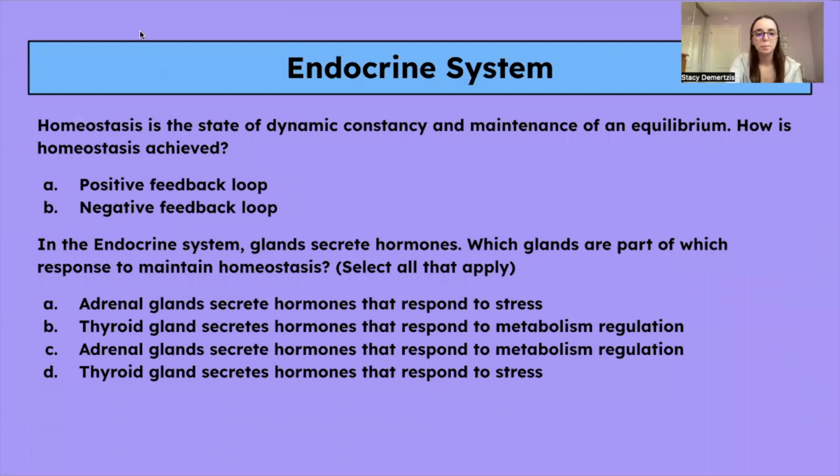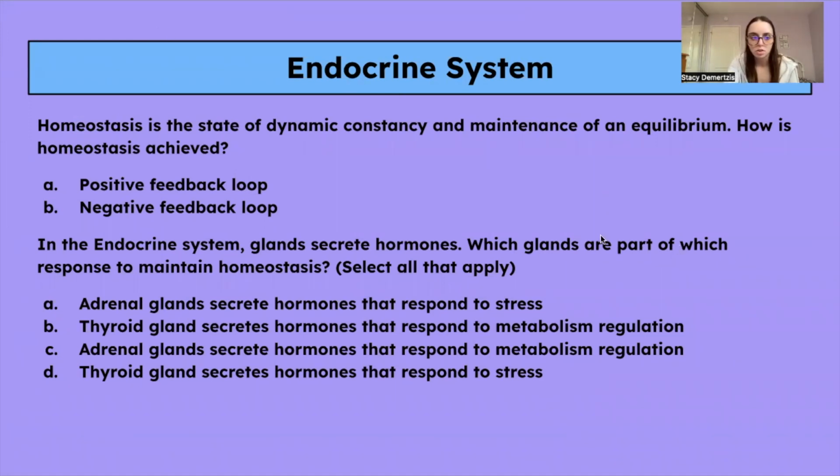So let's do some practice problems. Start off with number 1. Homeostasis is the state of dynamic constancy and maintenance of equilibrium. How is homeostasis achieved? Now, this is for pretty much every system in the body, but we're going to see an example of how this relates to the endocrine system.